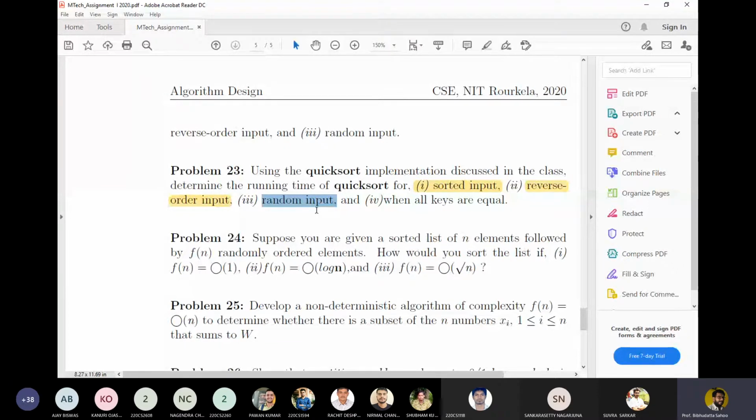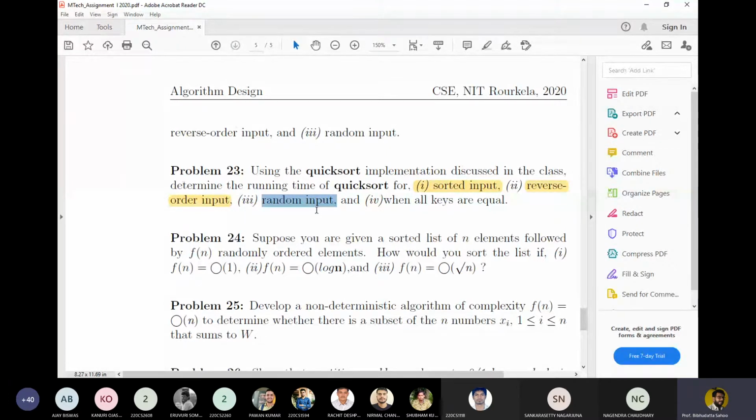Now look into when all keys are equal, your sorting technique is not able to distinguish within the array. When all keys are equal, does that land in the best case or the worst case? Worst case. So you see, if you look into this question, only a single line answer is there.